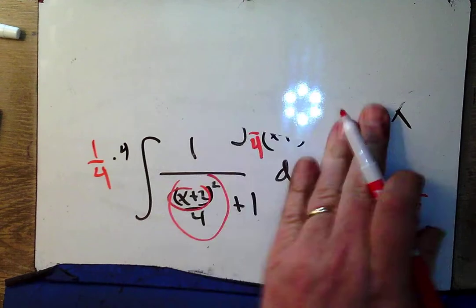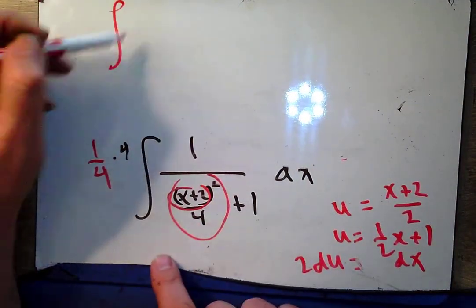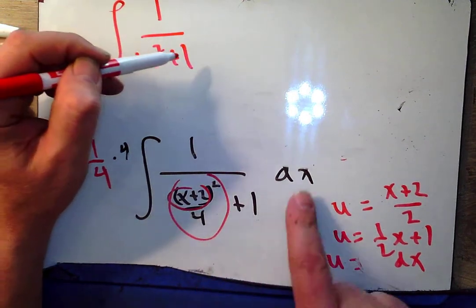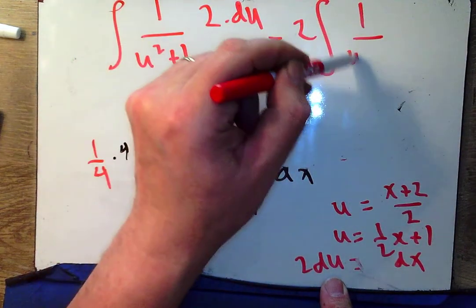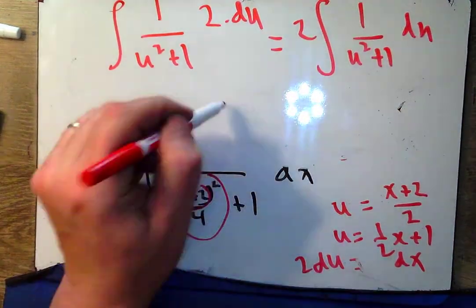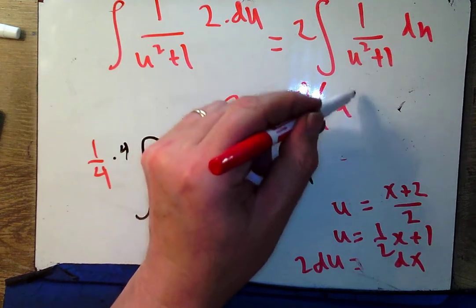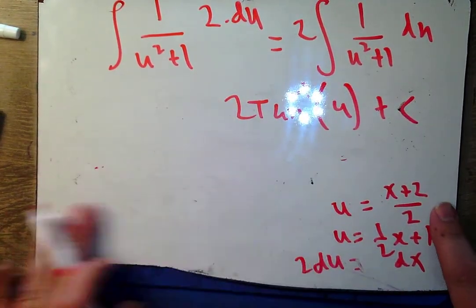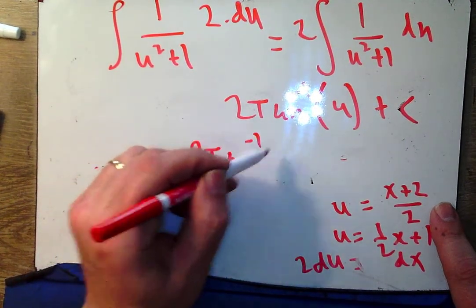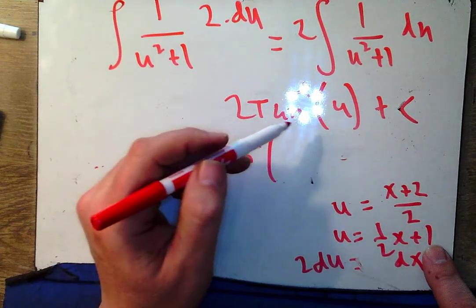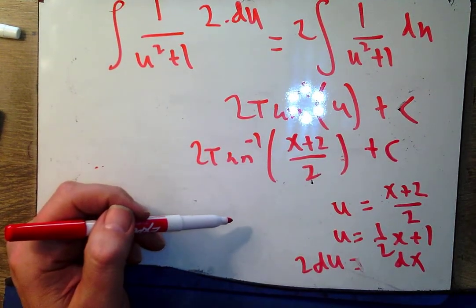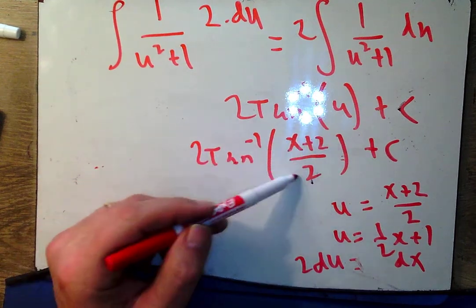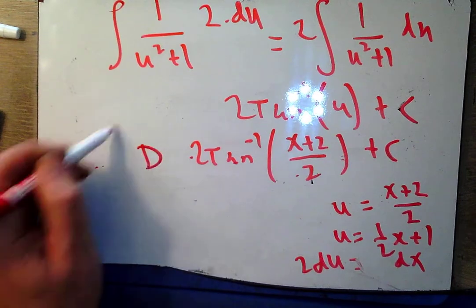So how can I rewrite this? Well, I'm going to have 1 over u squared plus 1, but to get rid of this, we need 2 du, or 1 over u squared plus 1 du. Well, that's going to be 2 tangent inverse of u plus c. And our u value was this, 2 tangent inverse of x plus 2 over 2 plus c. That looks like choice D. Inverse tan of x plus 2 over 2, with 2 out in front. Nice. D.